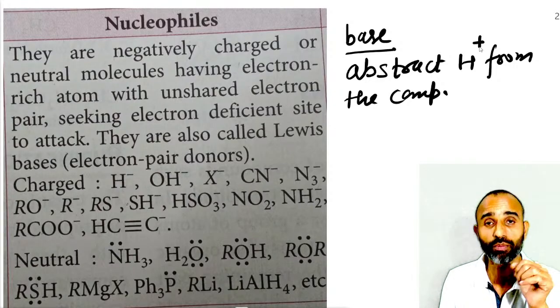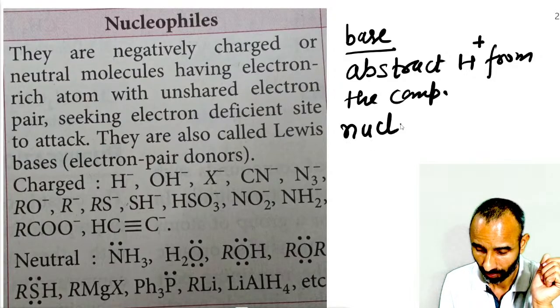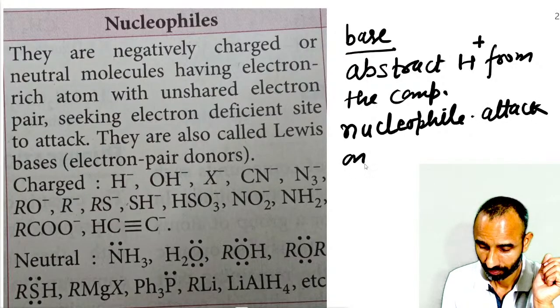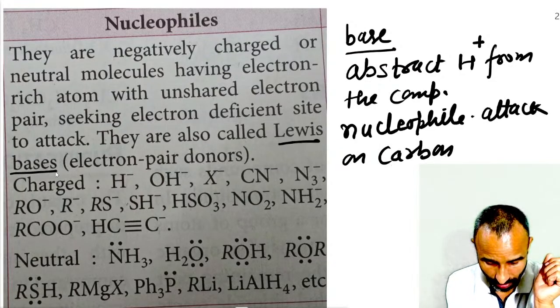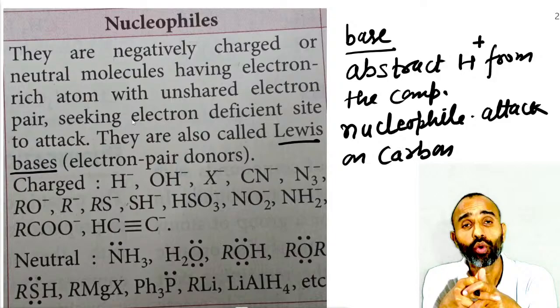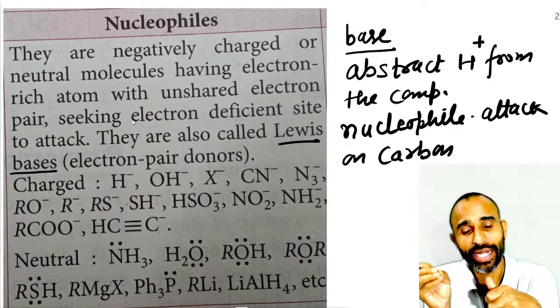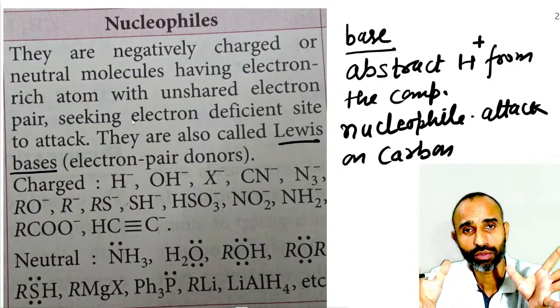It will attack on H plus from the compound. And the nucleophile will attack on carbon. They are Lewis bases as well as nucleophiles. So the smaller the nucleophile, meaning the smaller the ion, the better the nucleophile. And if the ion is bigger, it is a better base than nucleophile.